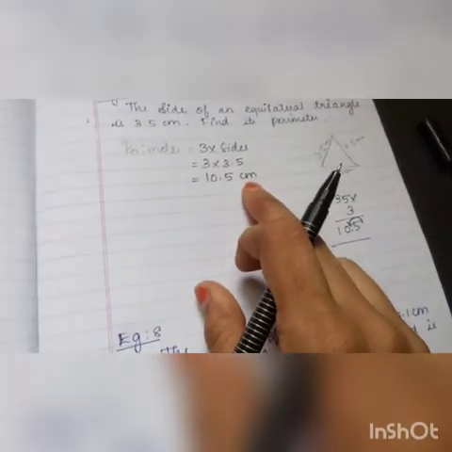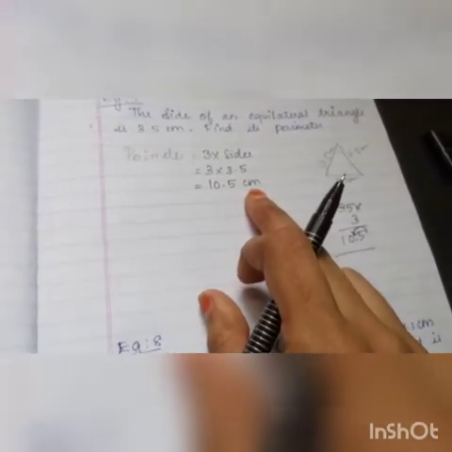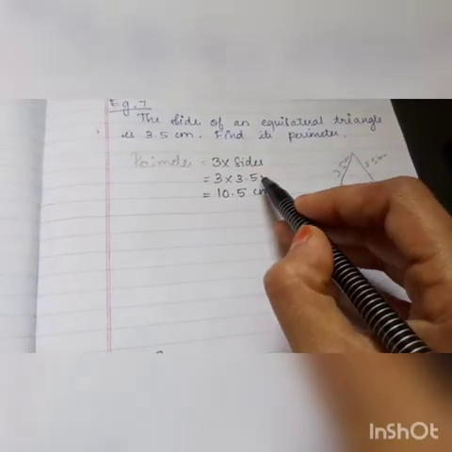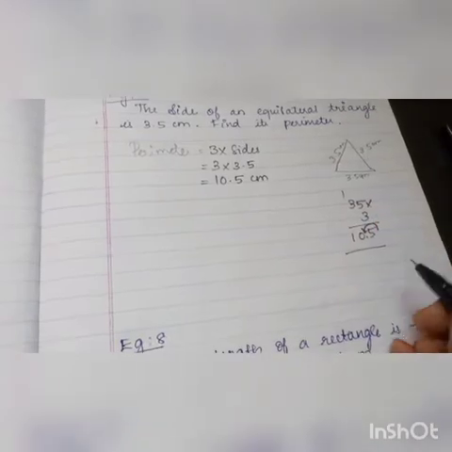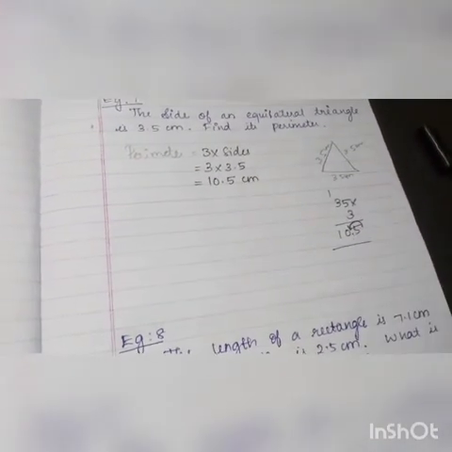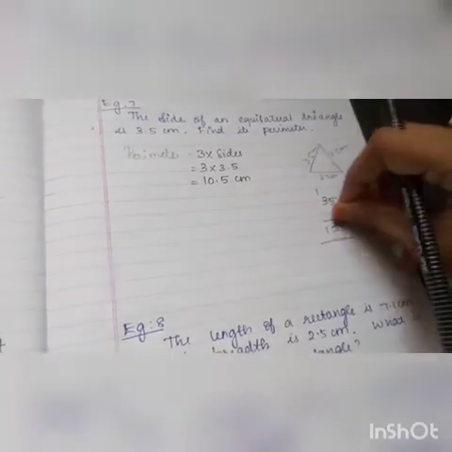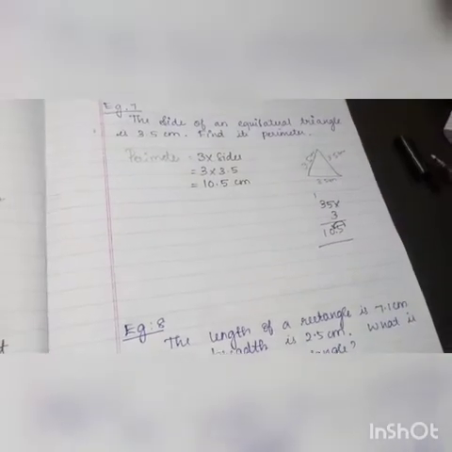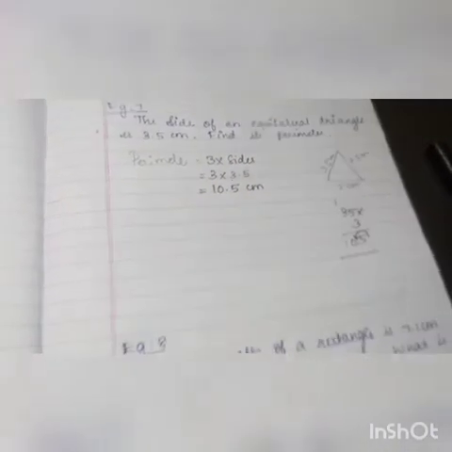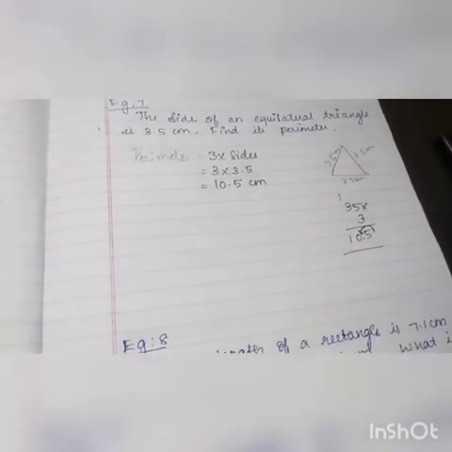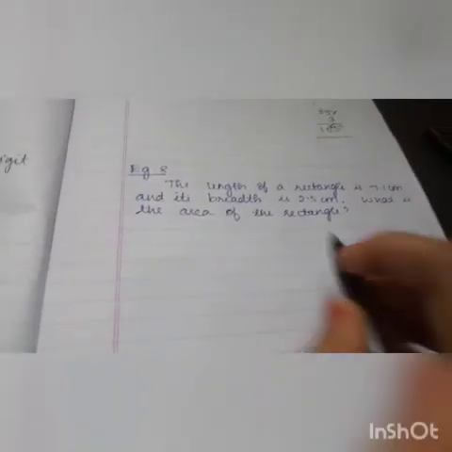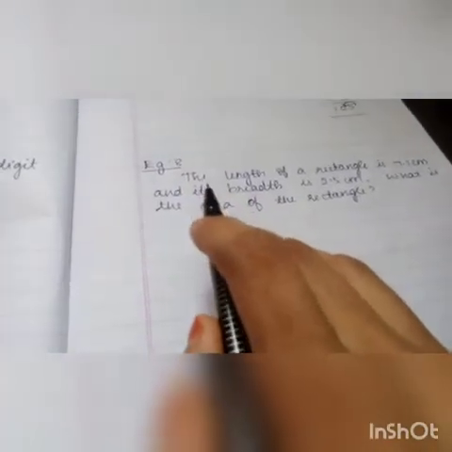Since it is a perimeter, I am writing centimeter. If it is area, what will you write? Centimeter square, or square centimeter. Listen children, after one digit there is a decimal point, so keep one decimal point after one digit. Always your shifting should be done like this. So this is the perimeter of an equilateral triangle. Now comes your example 8, which is just below that.